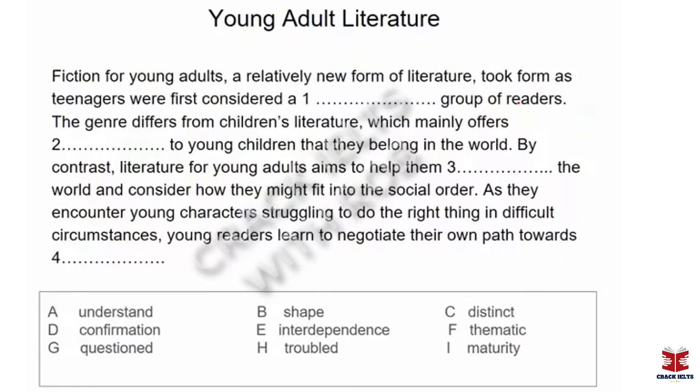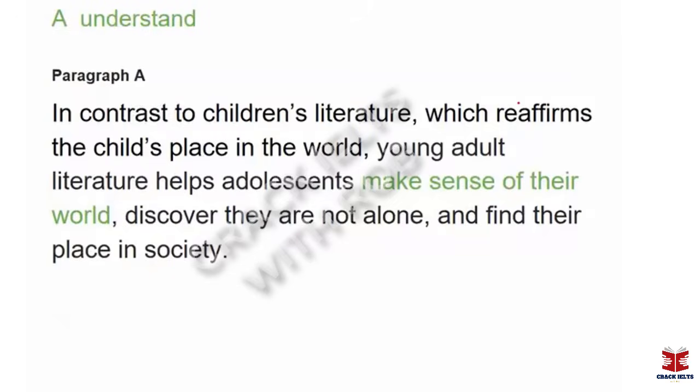Moving on to number 3, by contrast, literature for young adults aims to help them what? Okay, well, the answer is A, understand. Help them understand the world. Okay, this idea came from that same sentence that we were just reading in the passage. It's just further on in the sentence, right? Young adult literature helps adolescents to make sense of their world. To make sense of something means to understand it. Okay, so this part in green down here, taken from the passage, is a direct paraphrase of the idea understand.